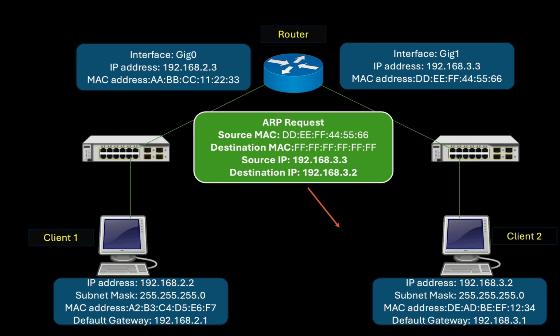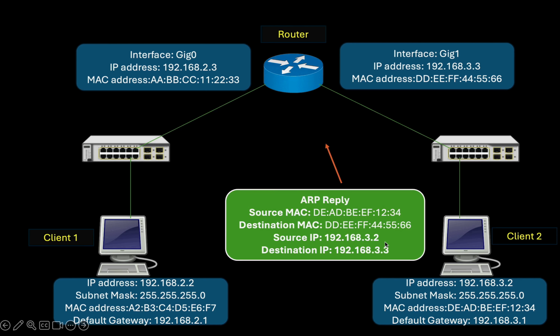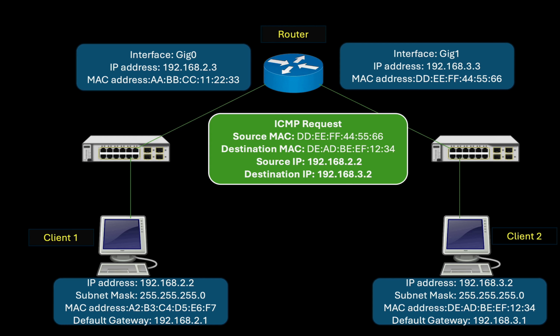Now again, one more thing. It doesn't know the MAC address of client 2, right? Now again an ARP request will be done. It will send the ARP request and client 2 will send an ARP reply back with its own MAC address. So now in the actual ICMP request, the destination MAC will be replaced with the client 2 MAC. Hope you have understood the purpose of ARP resolution in this scenario.